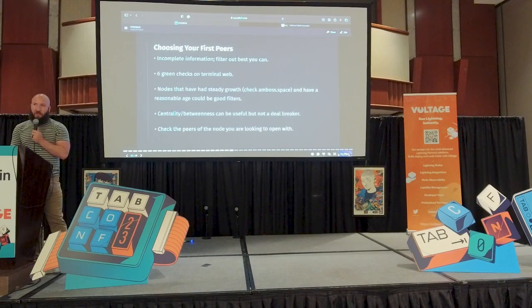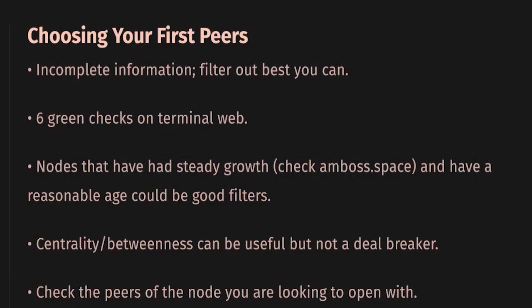Okay, so choosing your first peers. Incomplete information, but we have to find a way to weed out and filter the bad ones. So 6 green checks in Terminal Web is a good start. Nodes that have steady growth, you can look at amboss.space to see how their growth has been. Centrality and betweenness can be useful, but it's not a deal breaker.